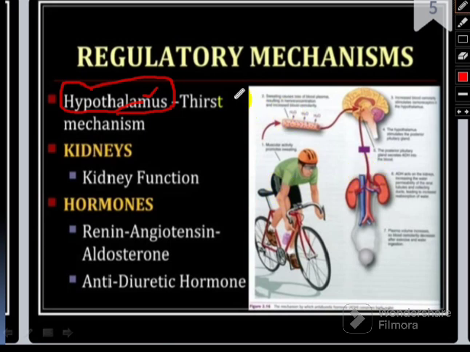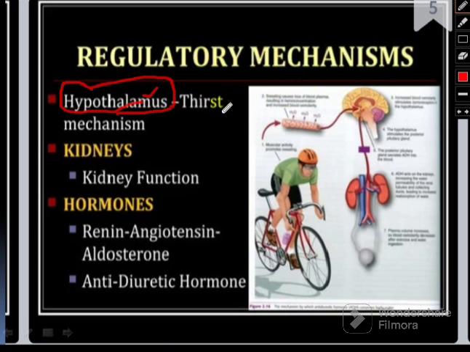So drinking of water due to stimulation of the thirst center will normalize the water deficit, bringing it to normal in cases of dehydration. Number B, another important structure in the body that helps to regulate body fluid is the kidney.